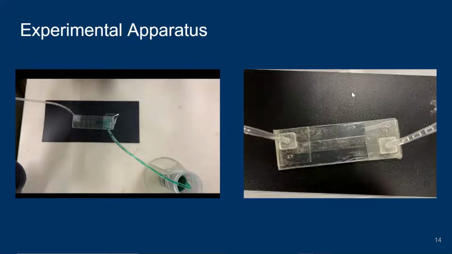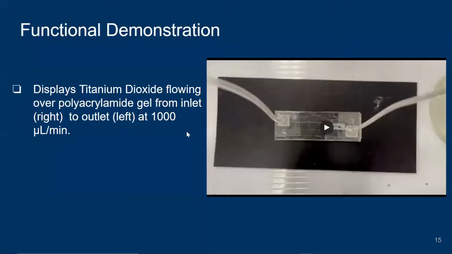As shown in the right image is just a close-up of the microfluidics device connected to our tubes and interface connectors. We took our videos using our phone because it was much simpler to see the actual particles flowing through from one end to another. And then at the end, for our results, we took pictures of our outflows with gel and without the gel using water. Here is a functional demonstration of our device. It's displaying titanium dioxide flowing over polyacrylamide gel from inlet to outlet at 1000 microliters per minute.